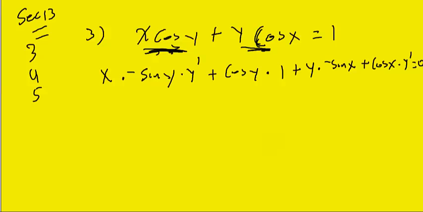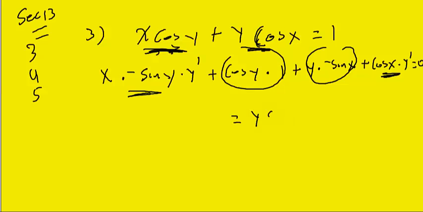Alright, let's do some fast algebra. This and this have y prime in it. They're going to stay on the left-hand side. I'm going to move this and this to the right. When I do that, I am going to get y sine of x minus cosine of y. Any questions?